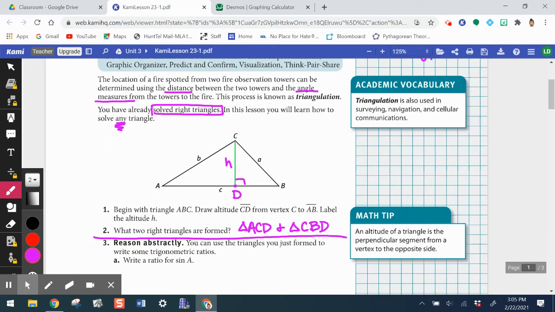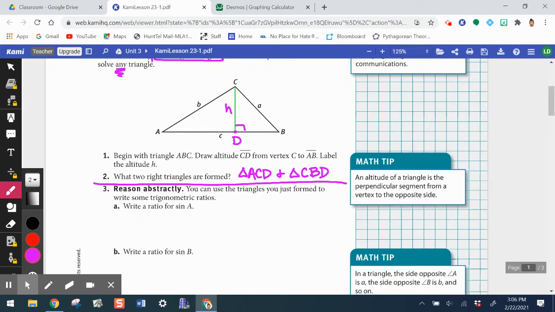And it tells us we've already solved right triangles. Really, we learned sine, cosine, and tangent to solve right triangles. Now, we're going to solve any triangle. Obviously, there are other triangles besides right triangles, namely the acute triangle and the obtuse triangle. In this lesson, we're going to learn how to solve those triangles as well.